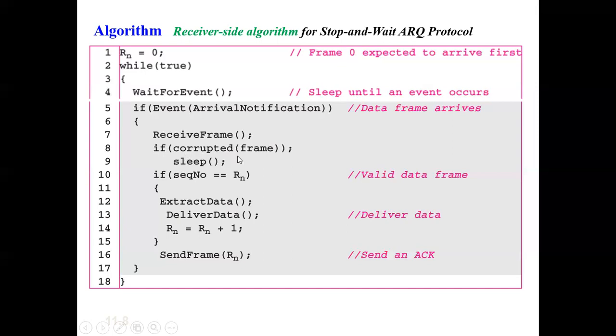Now suppose the frame was corrupted. If it is corrupted, it will go to sleep mode, indicating that the frame has been dropped or discarded. And once it receives the frame, it has to send an acknowledgement. So the acknowledgement is nothing but again a frame with the sequence number of the next frame that it is requesting. So this is the receiver side algorithm.